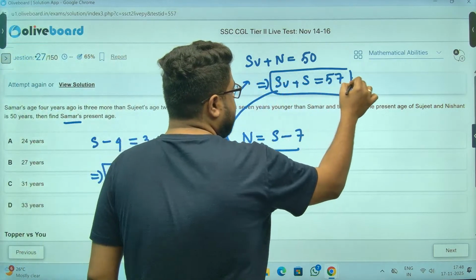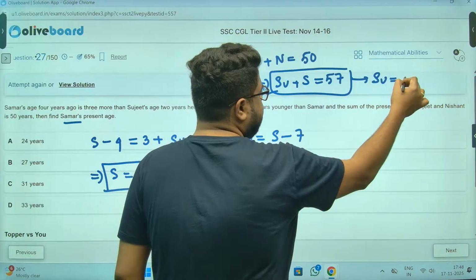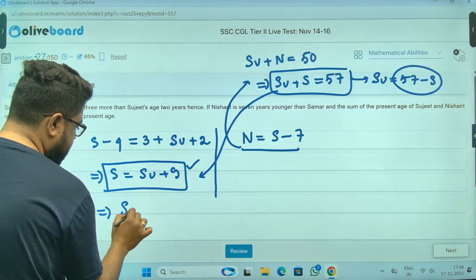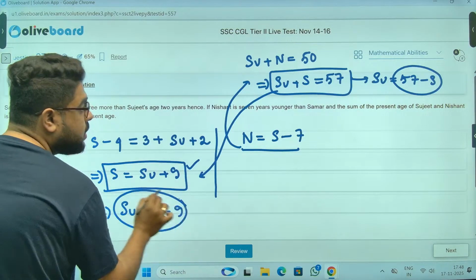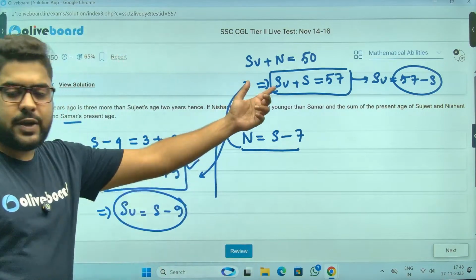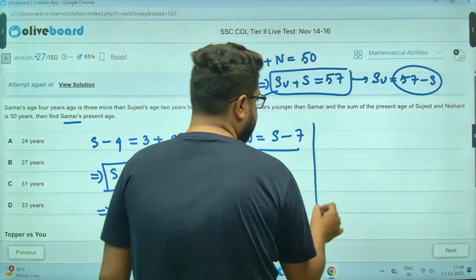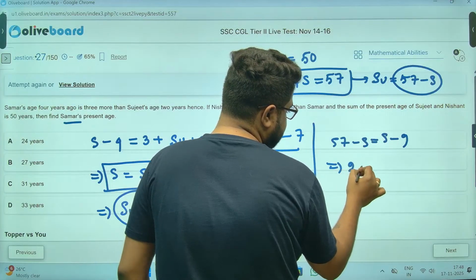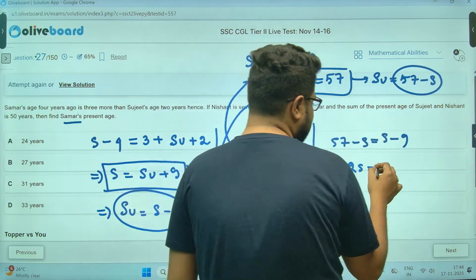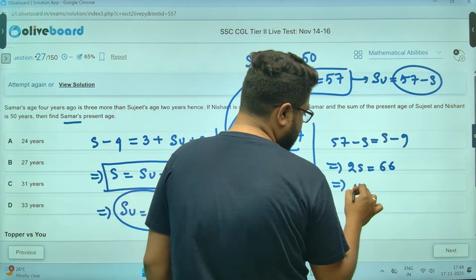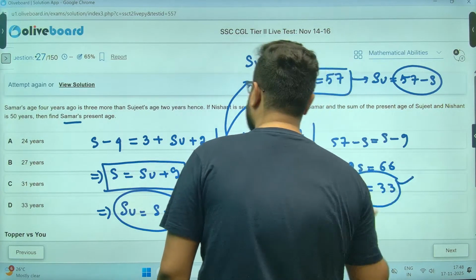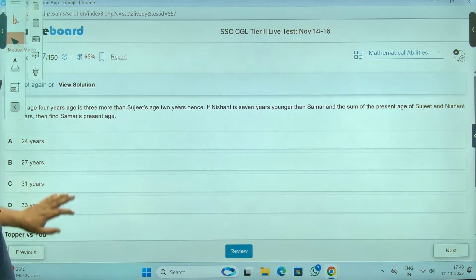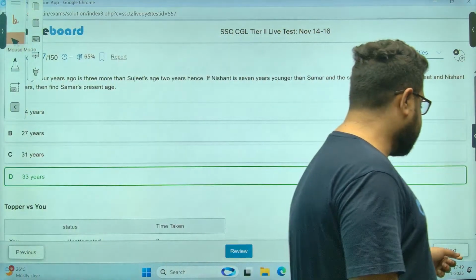So from here, I can write SU, Sujit will be 57 minus S. This one, from here, can I write SU will be S minus 9, sir? So these two are equal because both are equal to SU. So can I write 57 minus S is equal to S minus 9? So 2S is equal to 57 plus 9, is how much? 66, right? So S is 33, sir. Summer is 33. Which is option number D, sir? That's your correct answer.